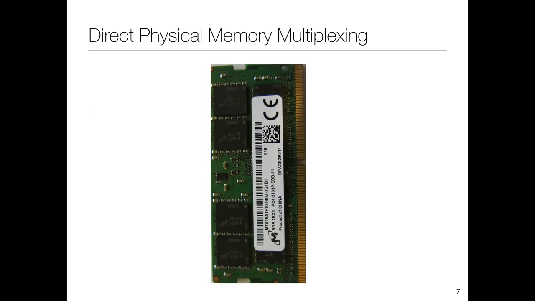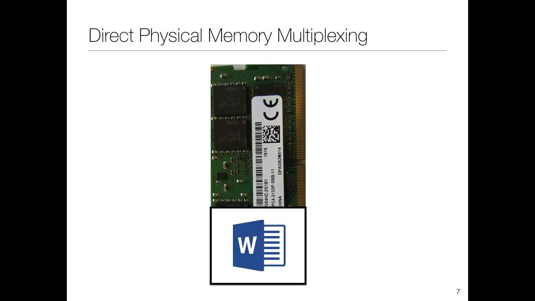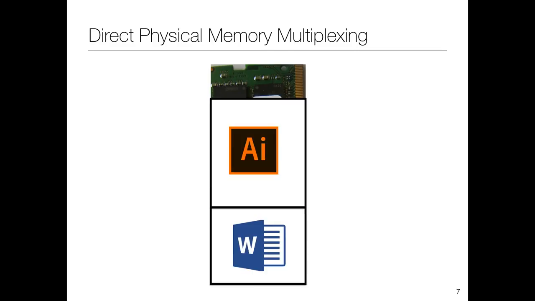So let's discuss the first technique of memory multiplexing. We'll in fact use this chip made in China. This is an actual picture of a RAM. This is direct physical memory. Let's say we have different programs. We have MS Word, we have Adobe Illustrator, and they're placed directly on the memory. What do you think could be a problem?